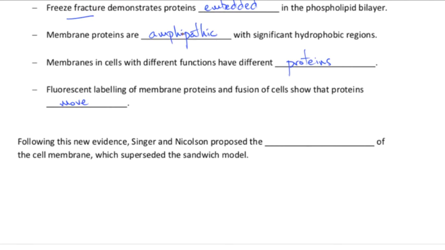So now we have all of this evidence against the Davson-Danielli model, and therefore another model needs to be proposed. And following this, Singer and Nicholson proposed the fluid mosaic model that we know of, and that's what we, with modifications, think of today as our model of the cell membrane.